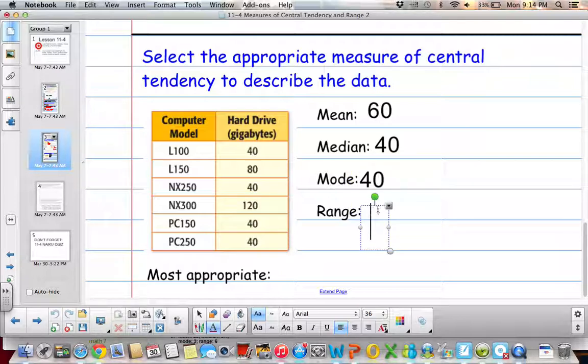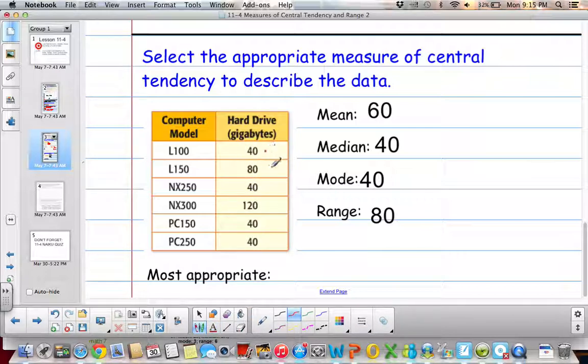And then the range, 120 minus 40 is 80. So then that would be the range. Okay, so if we look at our data, most of the computers have 40 gigabytes in their hard drive. We have 1, 2, 3, 4. 4 out of 6 have 40 gigabytes. There's only 2 that have different ones, and that's above them.